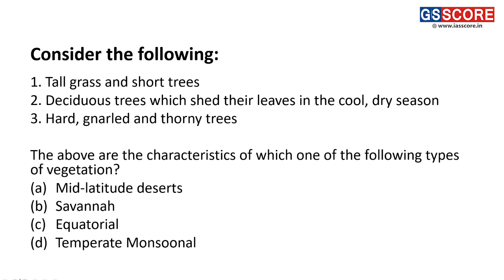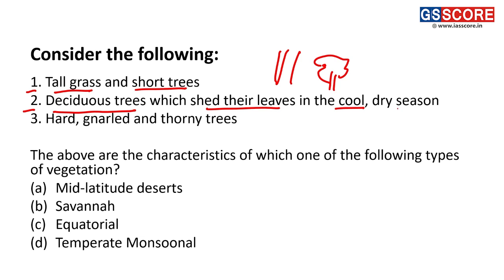Moving forward. Next question is, consider the following. Here we are talking about the different vegetations which are found over the world. And here are some characteristics being provided by those vegetations. Statement 1 is the tall grass and short trees. Statement 2 is the deciduous trees which shed their leaves in the cool, dry season. So in India also we'll be looking at the dry deciduous forest region, where the shedding of the leaves is quite prominent. Now statement 3 is the hard, gnarled and thorny trees are present here.